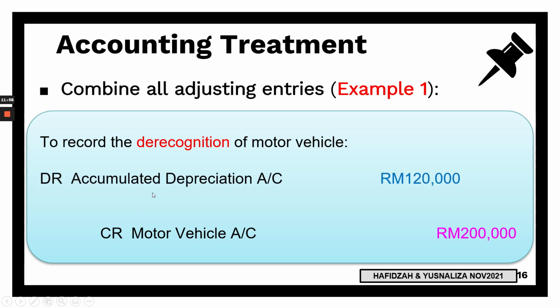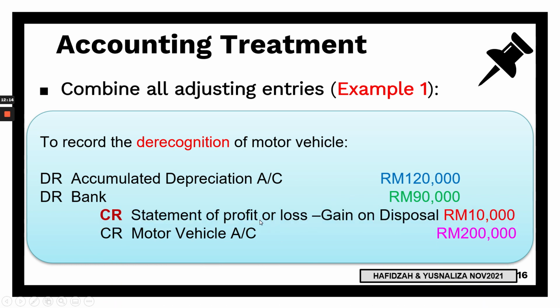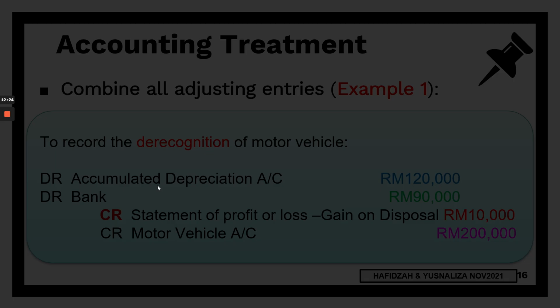Second one is to debit the accumulated depreciation, which means removing the accumulated depreciation. Third one is to debit the bank, showing the increase in cash inflow because of the disposal. And the last one is to credit the statement of profit or loss, which is the gain on disposal, for the profit that was earned. So altogether there are 4 entries, and you can do this combination, which is simpler.